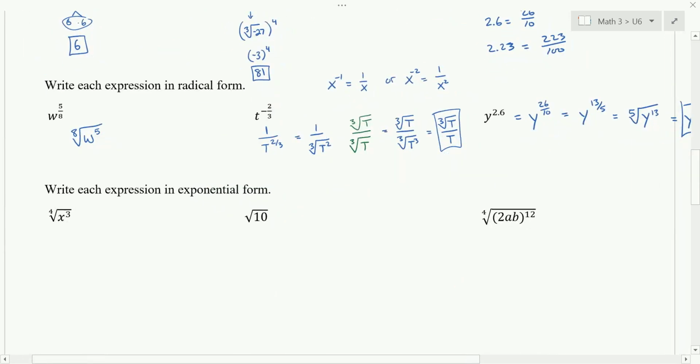Try the next 3. We're going the other direction. It says to write each expression in exponential form.